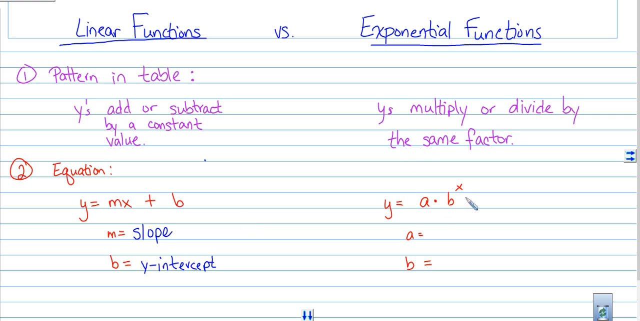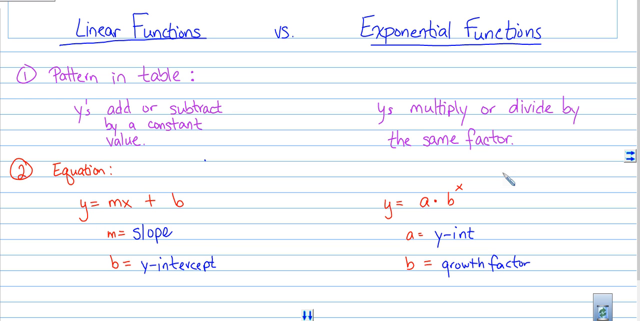In exponential functions, the general formula is similar in the fact that it's y equals a times b to the x, where a is the y-intercept and b is the growth factor, and this is the number that you multiply by in the table.